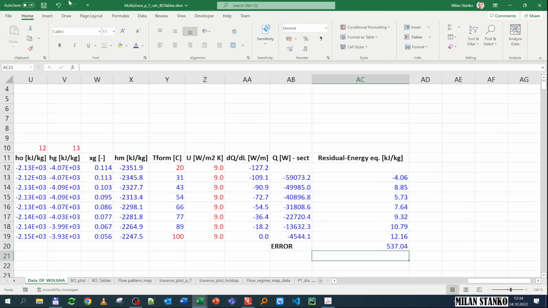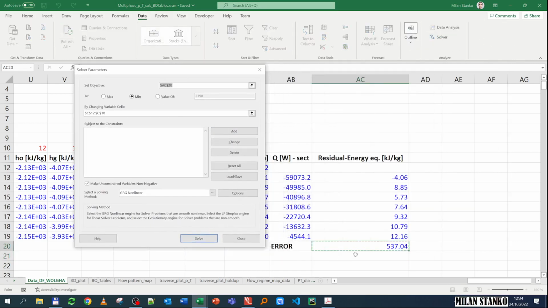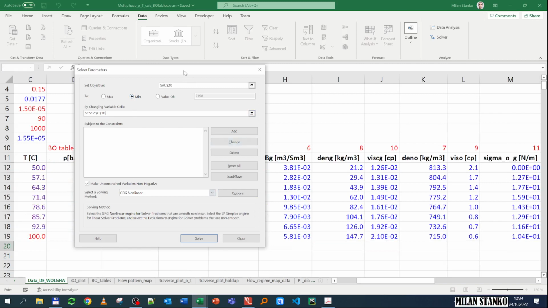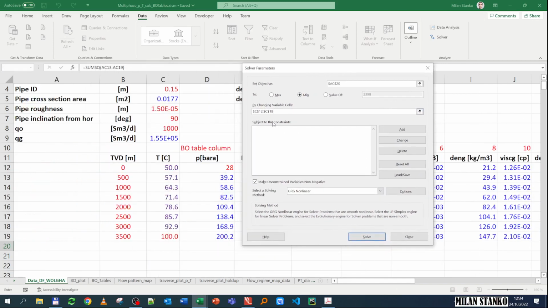Okay, so 537, let me save it. And then I apply the solver. I say, solver, please drive that cell to, it can be zero, it can be to a minimum. And by changing, I want to change the temperatures, okay, which are in C12 to C18.